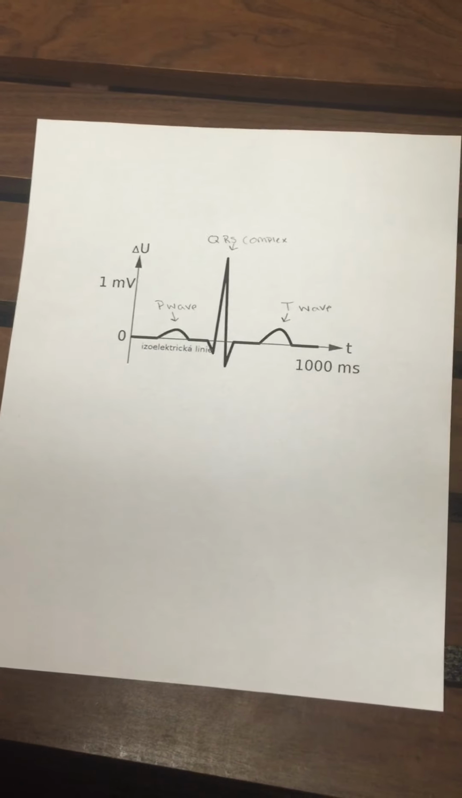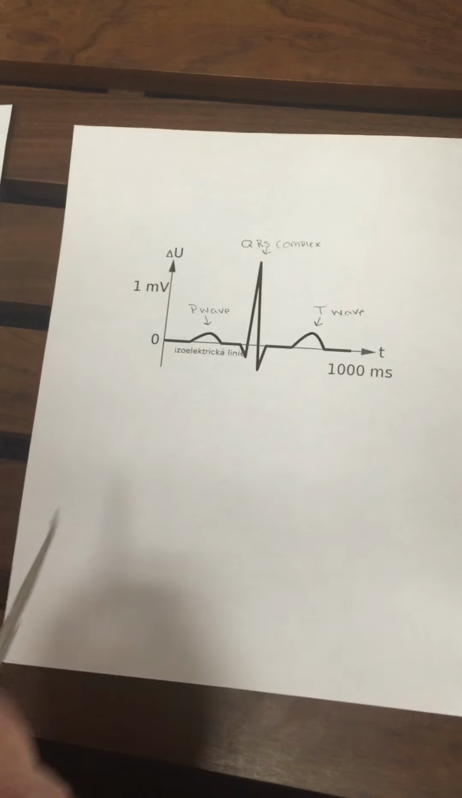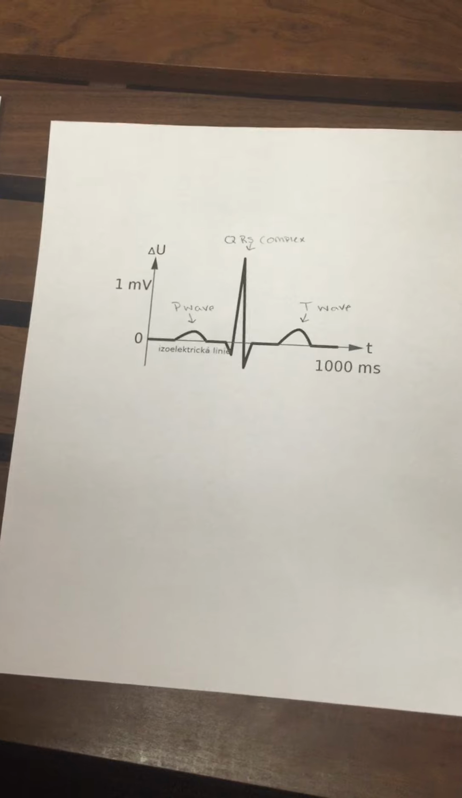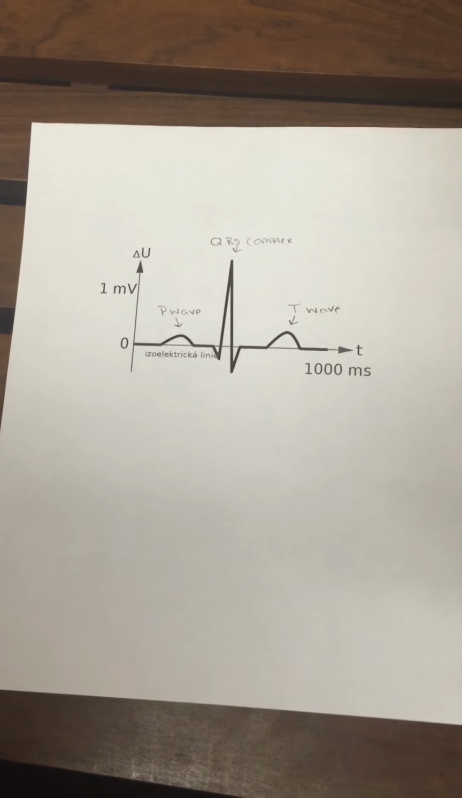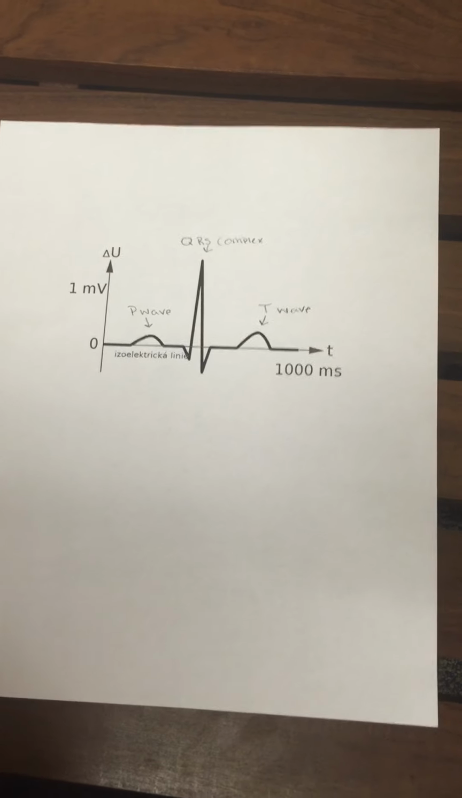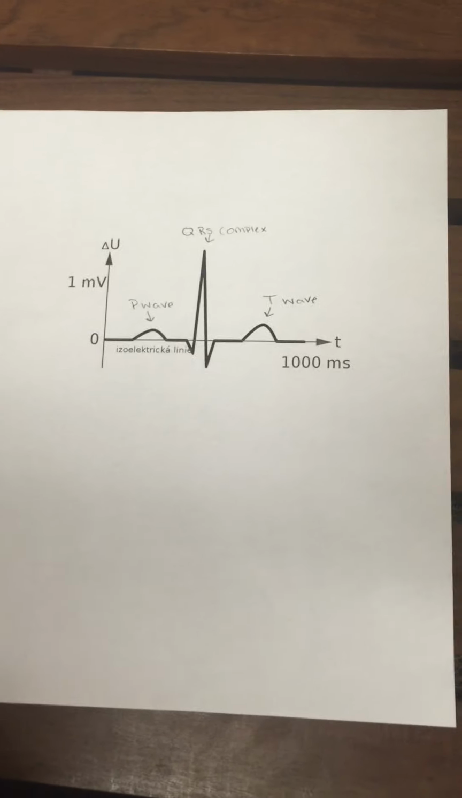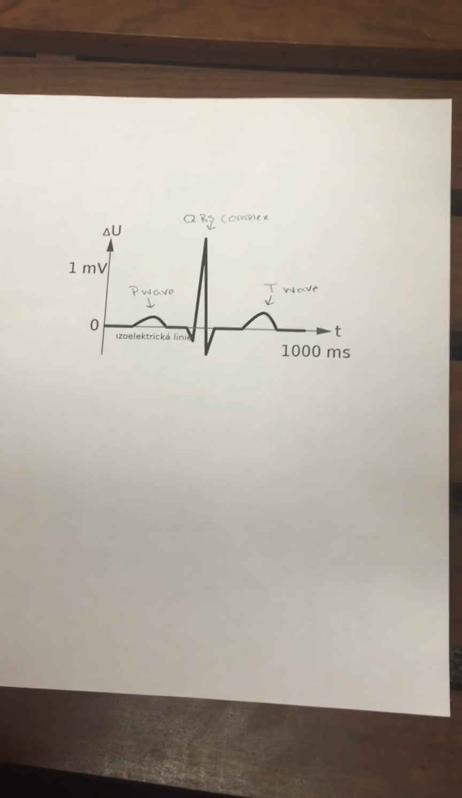Next, we are going over an EKG. The P wave is the depolarization of the atrial fibers. The QRS is depolarization of ventricular fibers, and the T wave signals repolarization of ventricular fibers.